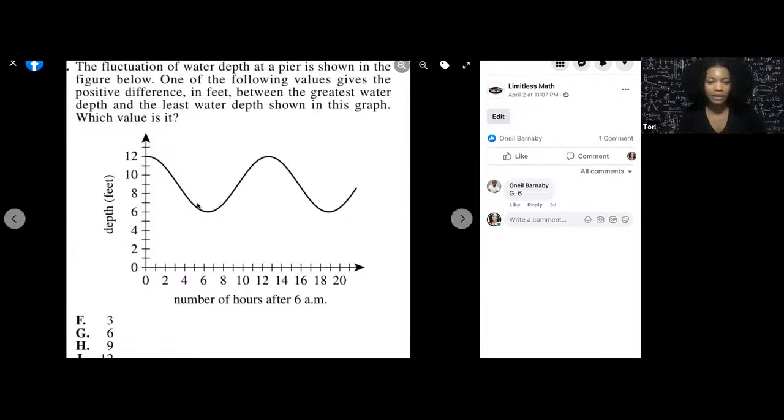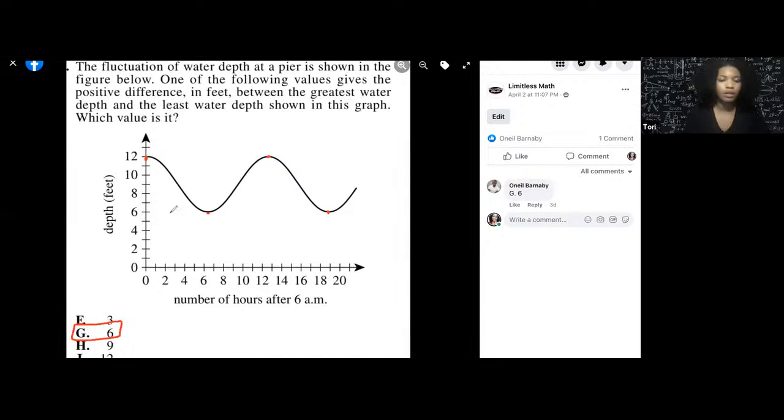Okay, so if I'm looking here, my depth is the y-axis, and this appears to be the highest point. Looks like 12. I'm not able to draw again. It's like 12 is the highest. Okay. And it appears that the lowest is 6 in both of those. Okay. So we're doing the difference between 12 and 6. The difference between 12 and 6, 12 minus 6 is 6, so that's going to be G.